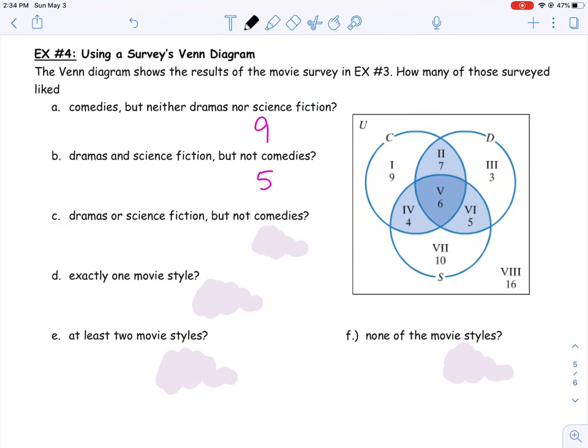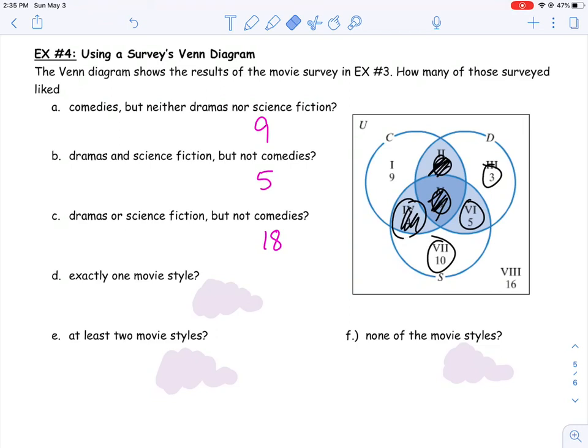Okay. How many people like dramas or science fiction? I like drama or science fiction, but not comedies. And so that's 10 plus 5 plus 3. Did you say 18? All right.